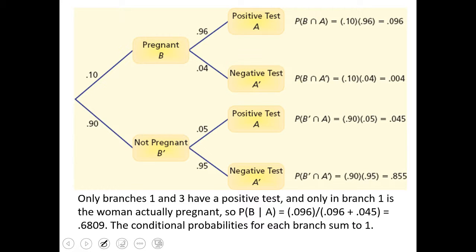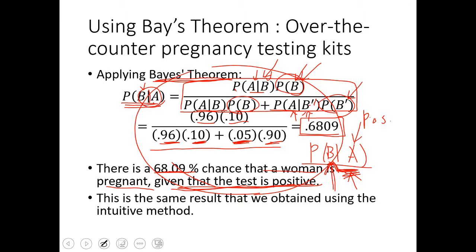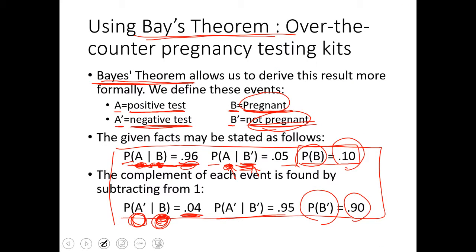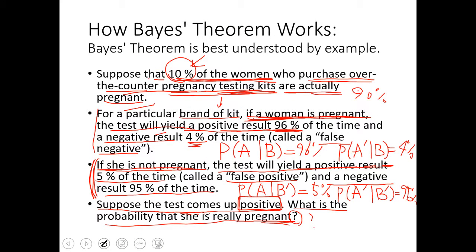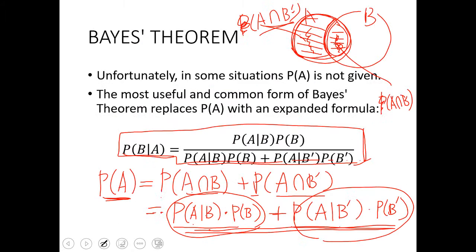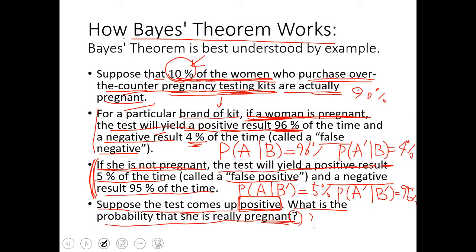Okay, so that is the end of this chapter 5. In the exam, I may ask you one question using the Bayes theorem. So please study this example carefully again, and then you can solve the problem. Okay, that's it. Thank you.